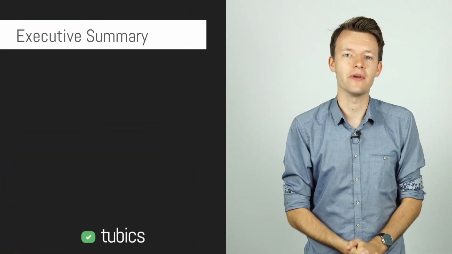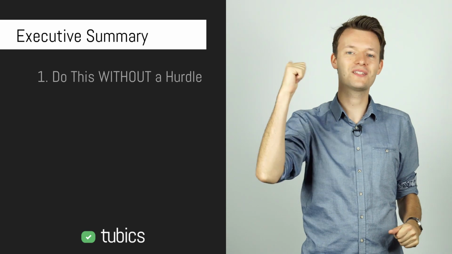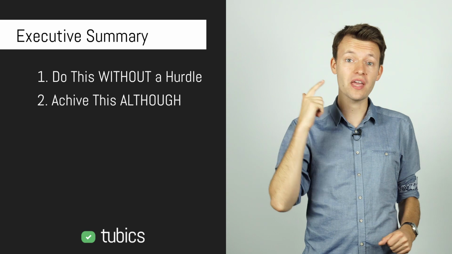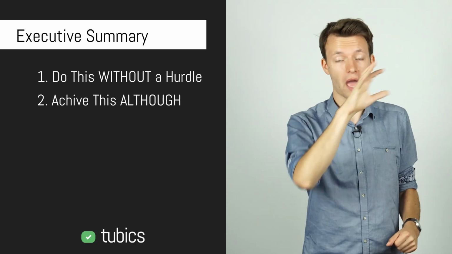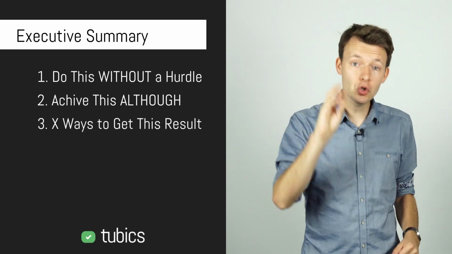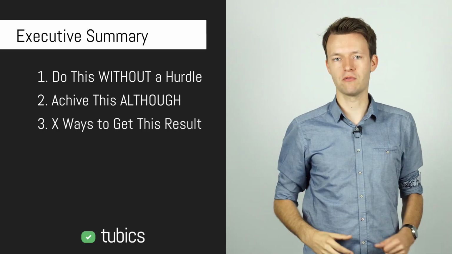All right, so let's recap what we've learned in our quick executive summary. First option that we've learned is do this without a typical hurdle. Second option is achieve a big thing, although a typical barrier that you might have. And the third way is X ways to get a specific result.